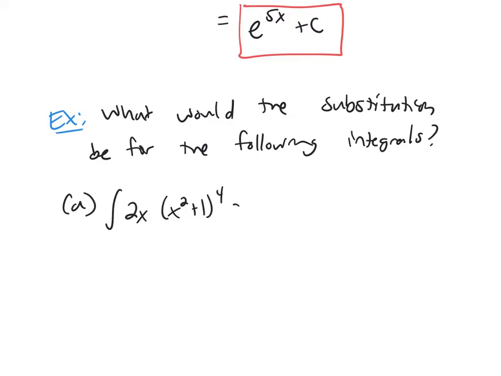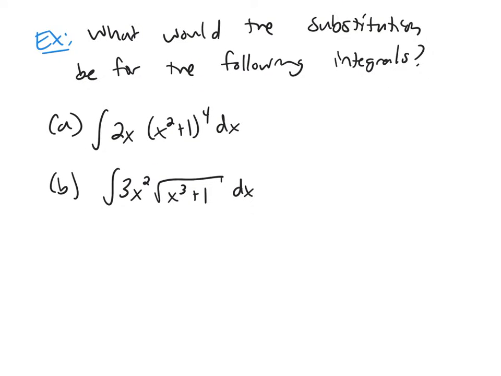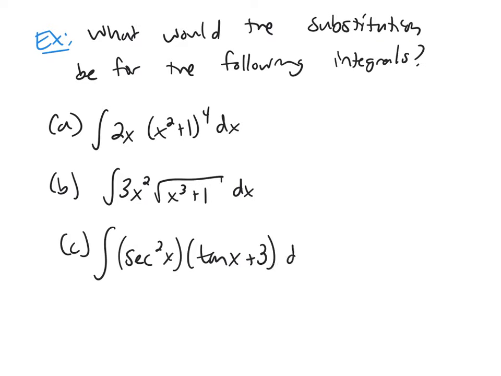The integral of (x squared plus 1) to the 4th. The integral of 3x squared times the square root of x cubed plus 1. And then the integral of secant squared x times tangent x plus 3 dx. So maybe what you want to do right now is pause the video and try to figure out what you think these substitutions should be. If you want, pause the video now, take a guess before we discuss it.